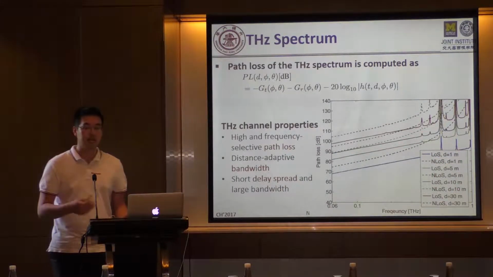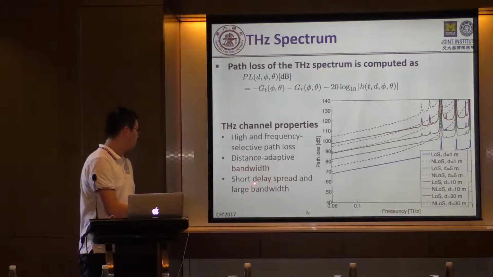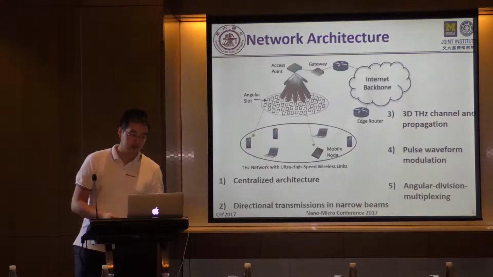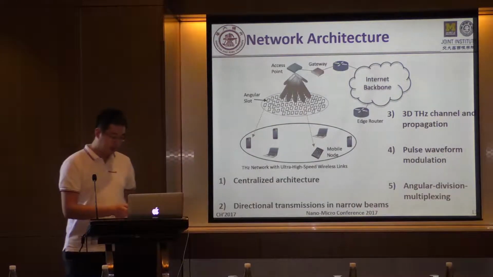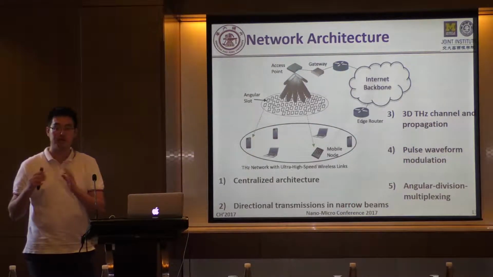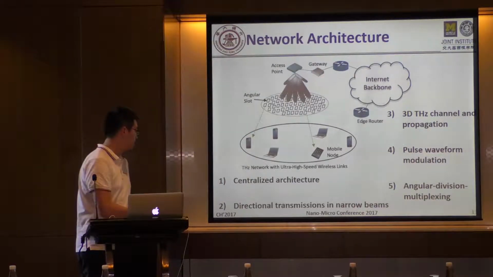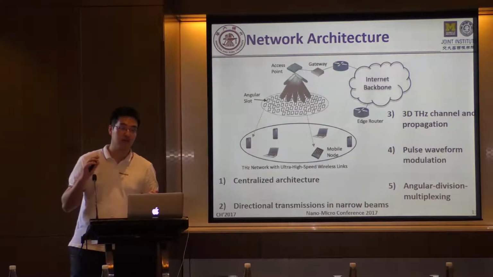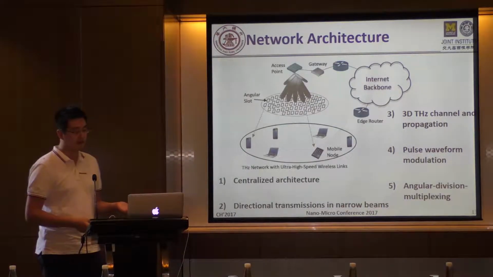How can we use these ideas to design our communication schemes? And also we have very short delay spread. We have large bandwidth, which is good for us. Then if we envision a centralized network architecture, in this case, we are also developing ad hoc network architecture solutions. And of course, we want directional transmissions in narrow beams to increase the distance. That's the main limitation of terahertz band communication.